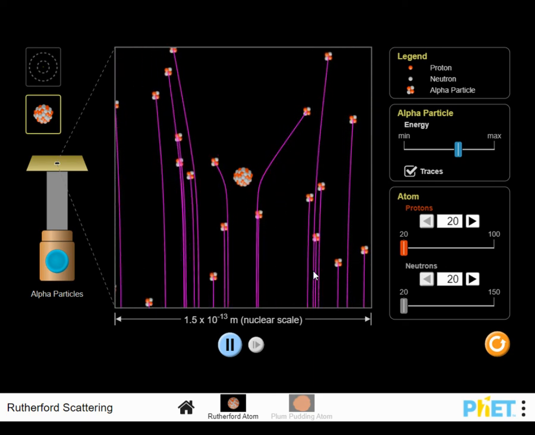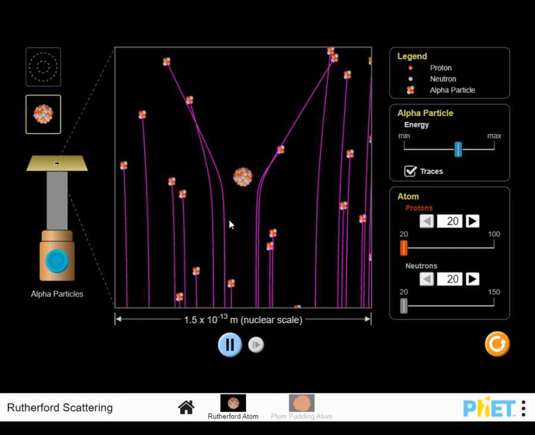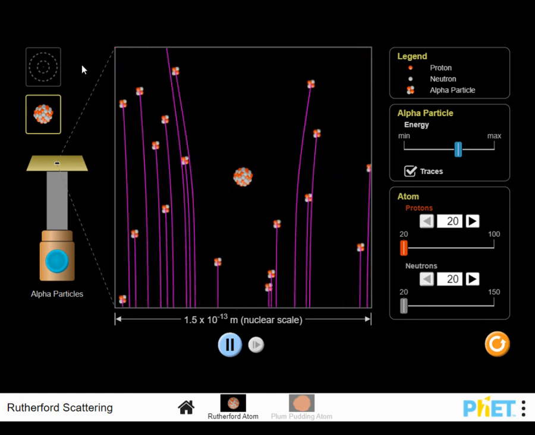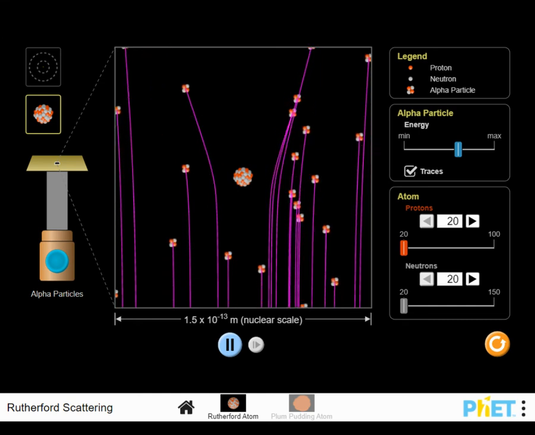Well, let's look at 60. And that should be number 5. You're seeing the same thing. You're seeing a slight deflection. As soon as the alpha particles move towards that nucleus, they kind of get thrown away.